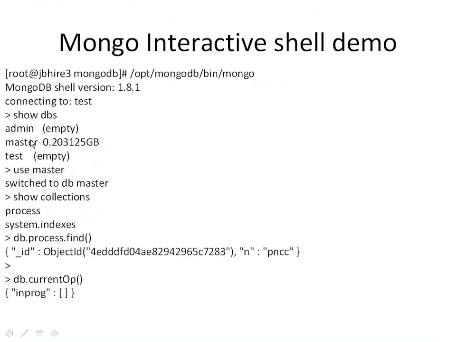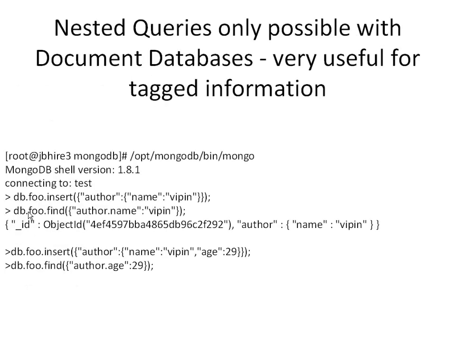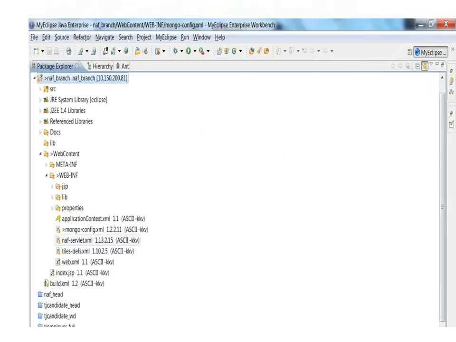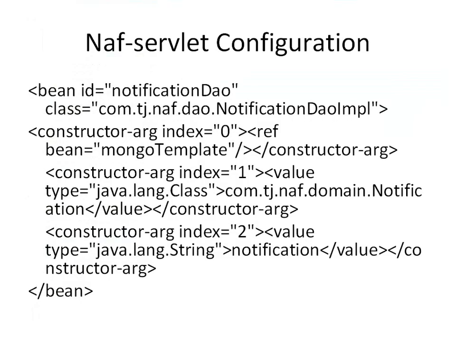Like you can see, here I do show db. Master is one of my DBs, and in master I see process is one of my collections. Similarly here I know which collection to use, and the Mongo template defines which database to use, and the first and second arguments say which model to use.